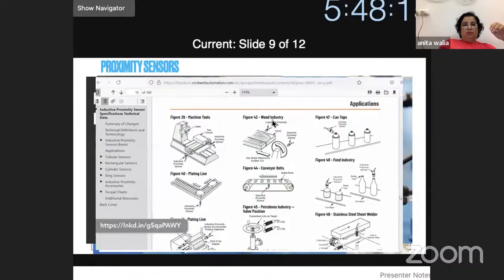For example, in the wood industry, you use a conveyor belt, and in this you basically use capacitive proximity sensors. In the food industries, where you have to use a can and fill it with food, maybe frozen or fresh, and then close it with a lid, in that you use inductive proximity sensors.